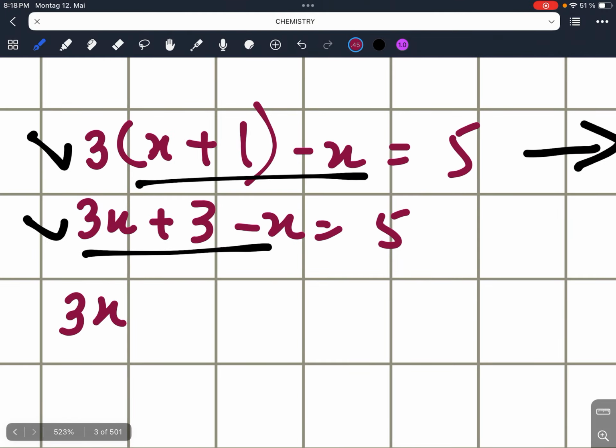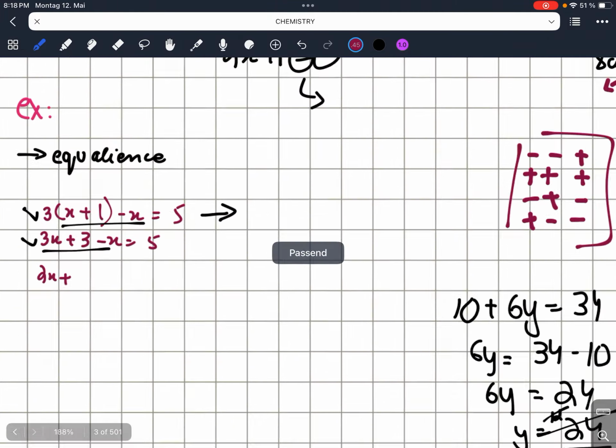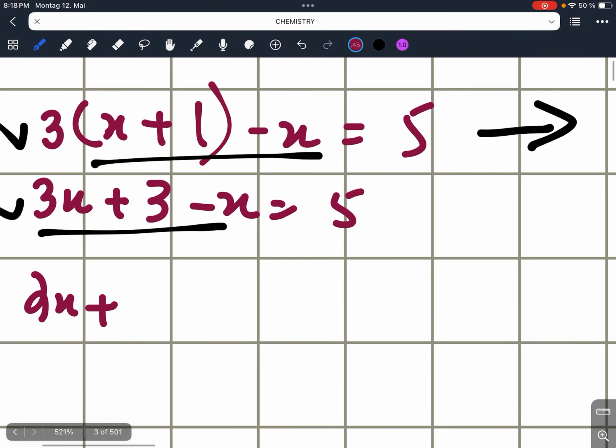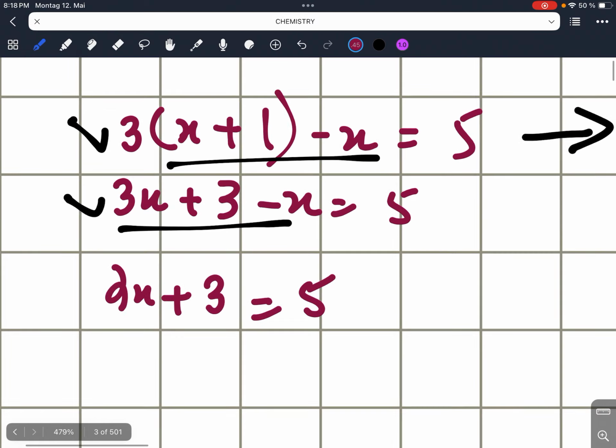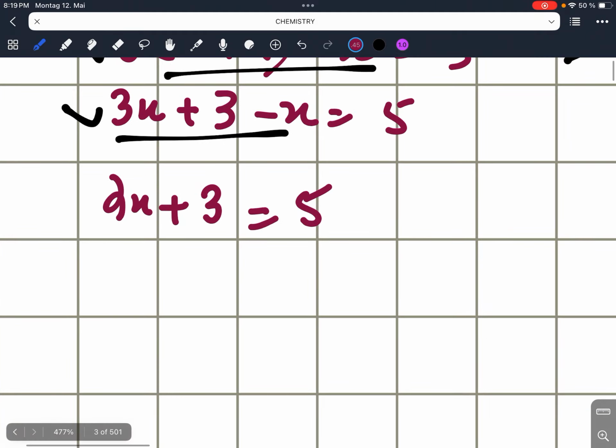One more equivalence that we can work with is, for instance, 2x + 3 = 5. Does it make any change right now? No. Why? Because 3x minus x is going to happen anyway, so it's just going to give me the same answer. That is the rule of equivalence, and it's very easy.